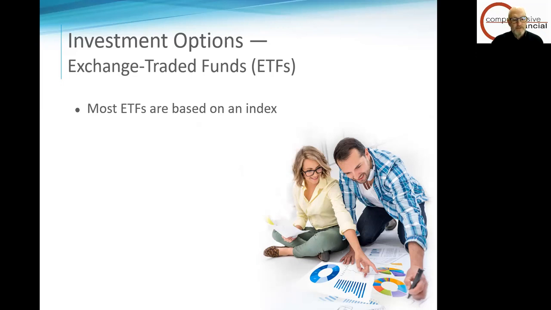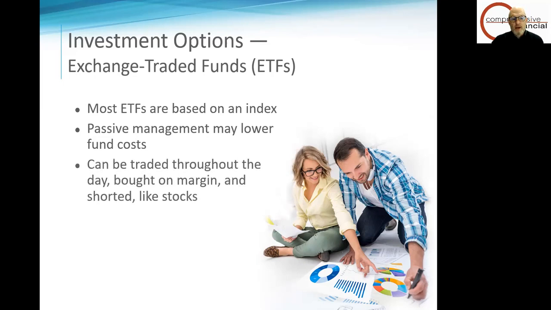So there are some definite advantages to them. Again, passive management has lower fund costs. If we're just tracking an index, the fund cost would be very low, just like it was with a mutual fund. But if it was an actively managed portfolio, the expenses could be higher. Again, you can trade them throughout the day. They can be bought on margin or shorted like stocks. These are strategies that, if you're not familiar with them, we can talk offline at any time if you want to give me a call, and I can explain to you how margin works.